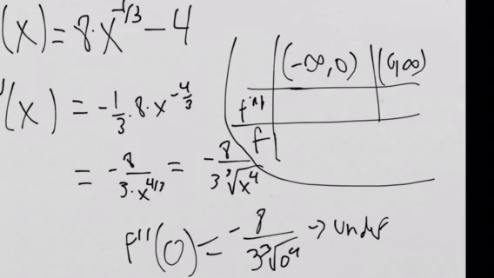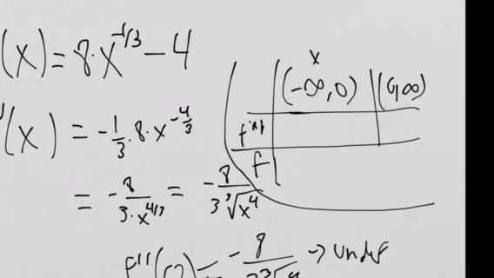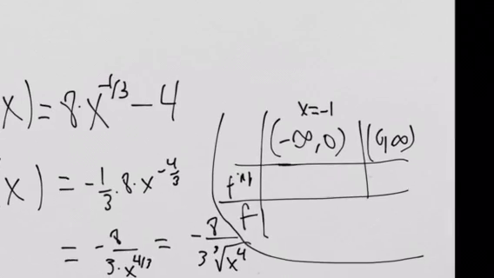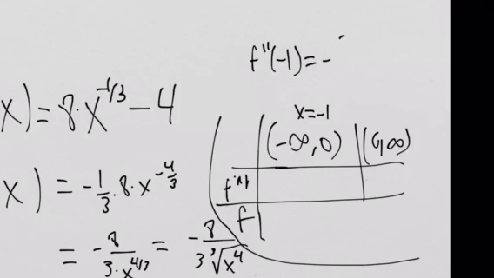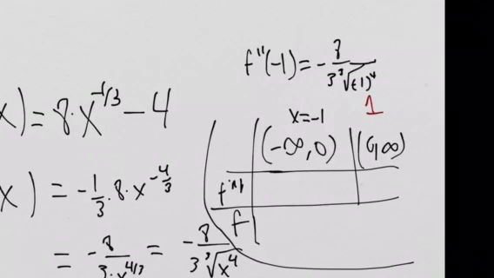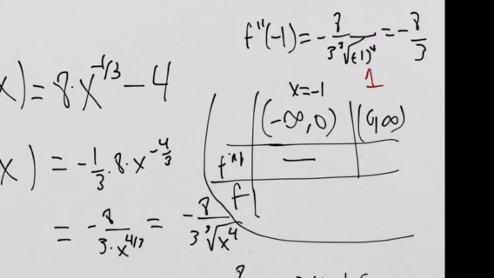Okay, so the first thing we should do is plug in an x value within that interval to our second derivative. So we'll do f double prime negative 1. And that's equal to negative 8 over 3 times the cube root of negative 1 to the 4th. So I think we can agree this is going to end up being positive 1 because we have the cube root of positive 1, and that's going to be times 3. Okay, here we go. Positive 1. So that's going to give us negative 8/3. So the second derivative is negative from negative infinity to 0, so we have a concave down function.